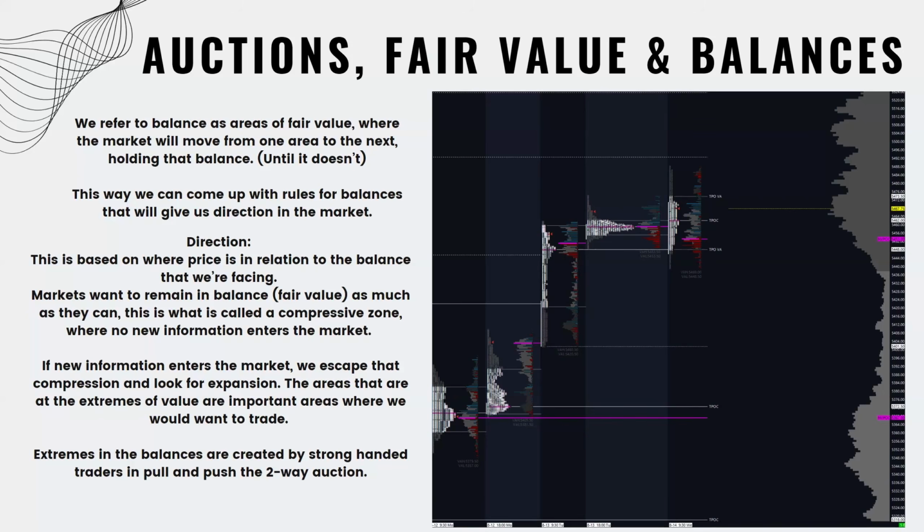These extremes that create the balances are generally created by strong-handed traders. I don't mean institutions only, I just mean people who have enough size to be able to move markets. They're most active at these extremes. That's why we want to get active at these extremes, because they have the ability to put size on and move markets, because it's a cutoff of volume. And this is where the push and pull of the two-way auction happens.